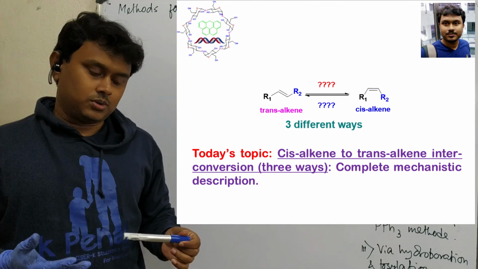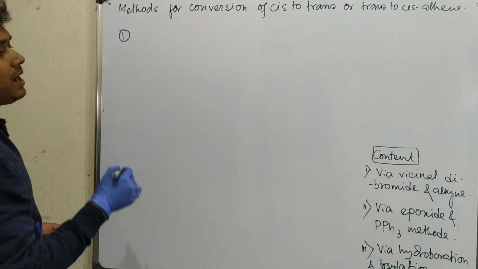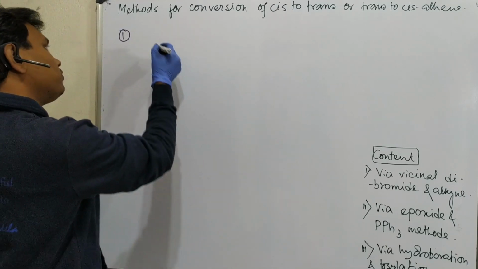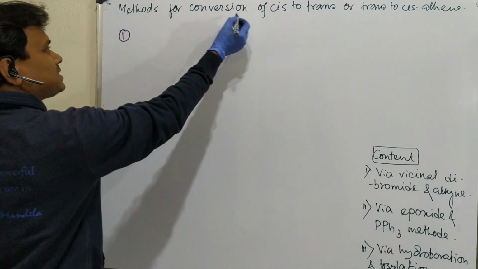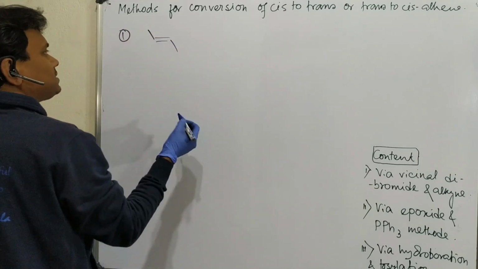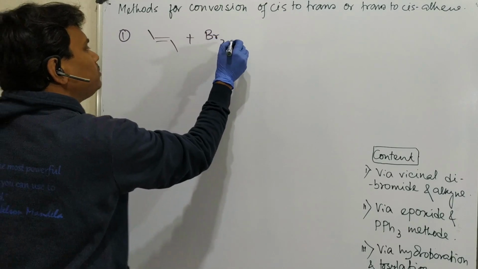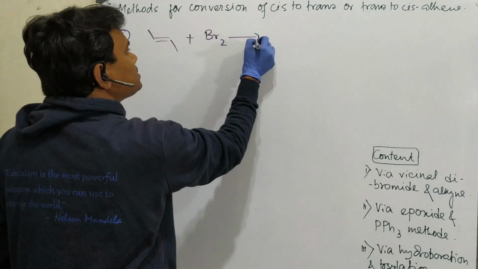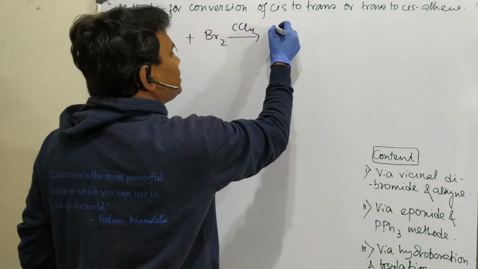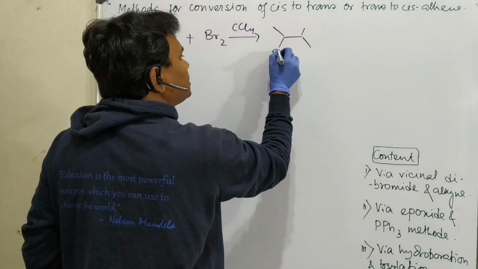Okay. So let's start. First method is via vicinal dibromide, or you may consider this is a geminal, whatever. But for example, since I told that cis to trans, so let's take one alkene, that is a cis. So if we react this with bromine in CCl4, carbon tetrachloride, what is done? Through bridged bromonium ion, it results in vicinal dibromide with anti-orientation.